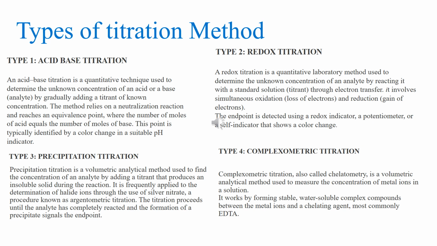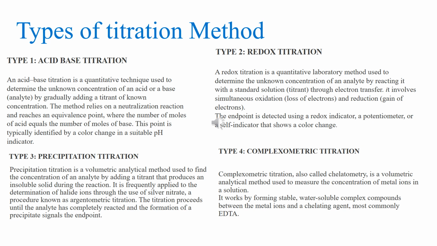The third one is precipitation titration. In this type of titration, when the titrant is mixed with the analyte, the endpoint is indicated when the precipitates are formed in the solution. These are basically used to determine the halide ions through the use of silver nitrate.